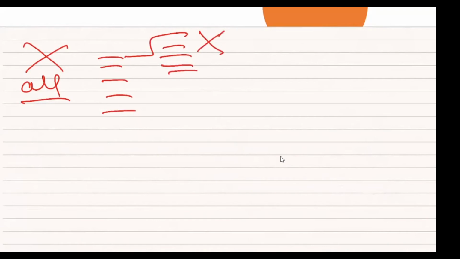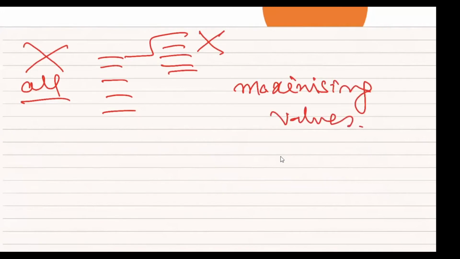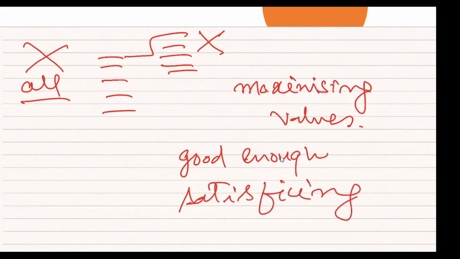So instead of taking all alternatives and all consequences and choosing an option that is maximizing values, Simon said decisions are simply good enough decisions. He called them satisficing decisions. That is satisfying plus sufficing. Satisficing decisions, which are good enough decisions. So it means something that is approximately a good decision will be taken and not the most rational. That is Simon's viewpoint.